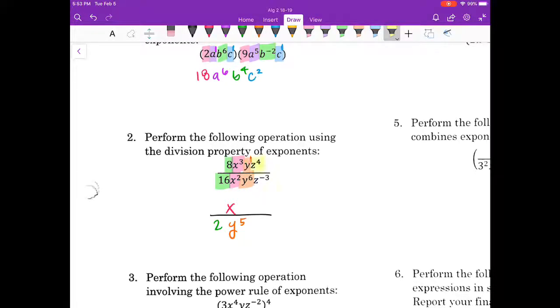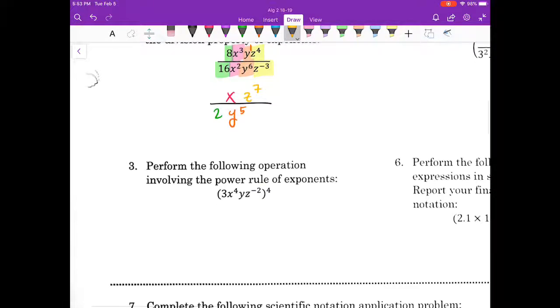And lastly, we have z to the fourth over z to the negative third. 4 minus negative 3 gets us a positive 7. So we finally get x z to the seventh over 2 y to the fifth.